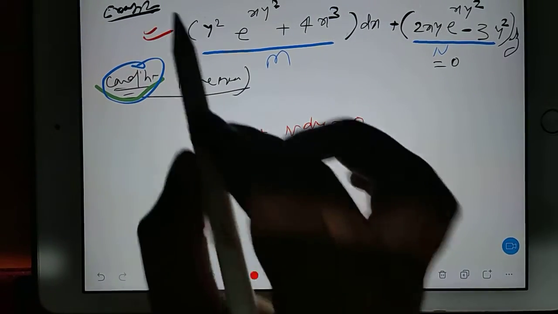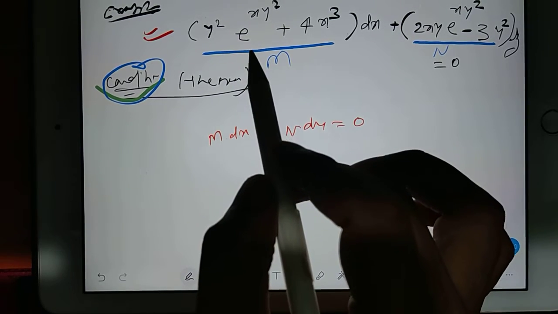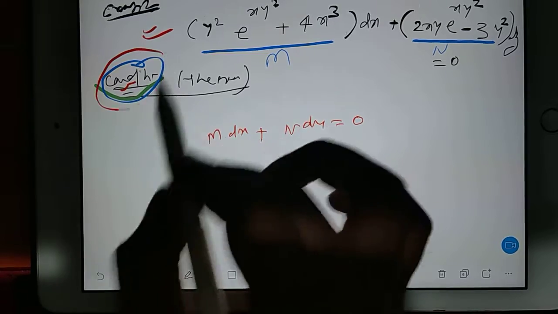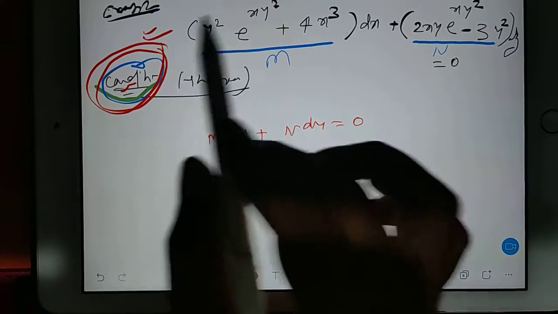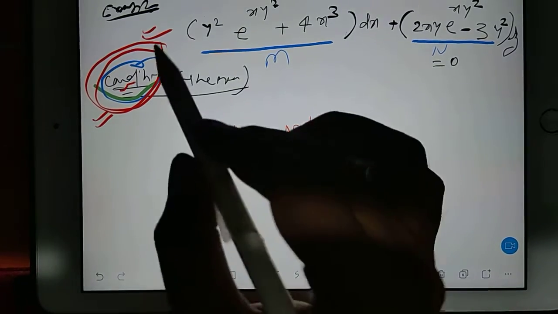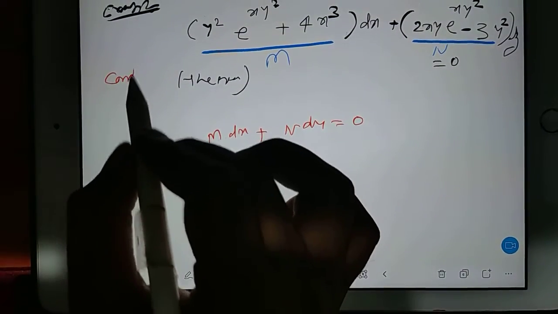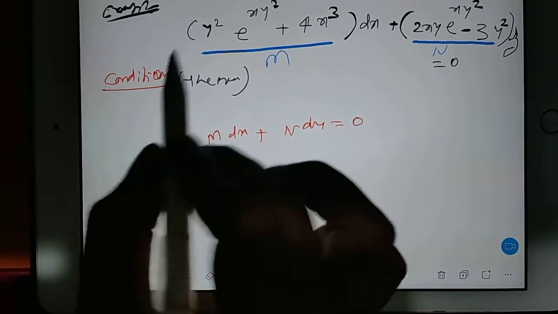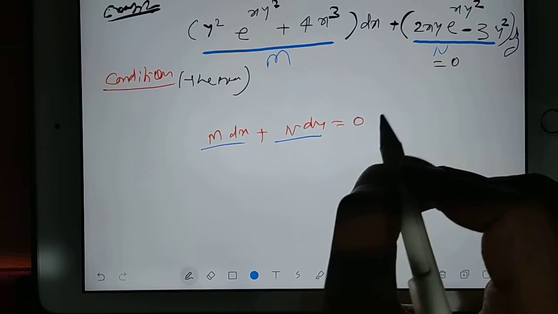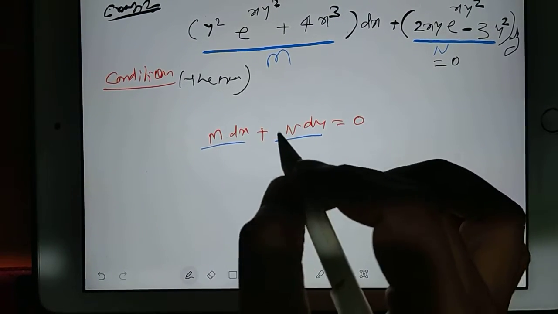the given question looks like this, right? And we are looking for the solution. So first we have to bother about the condition. Are you not able to listen? This is the condition, maybe my voice is not clear. I am saying condition. Okay, M dx and N dy. Now you see here, in this part we have to apply this condition.